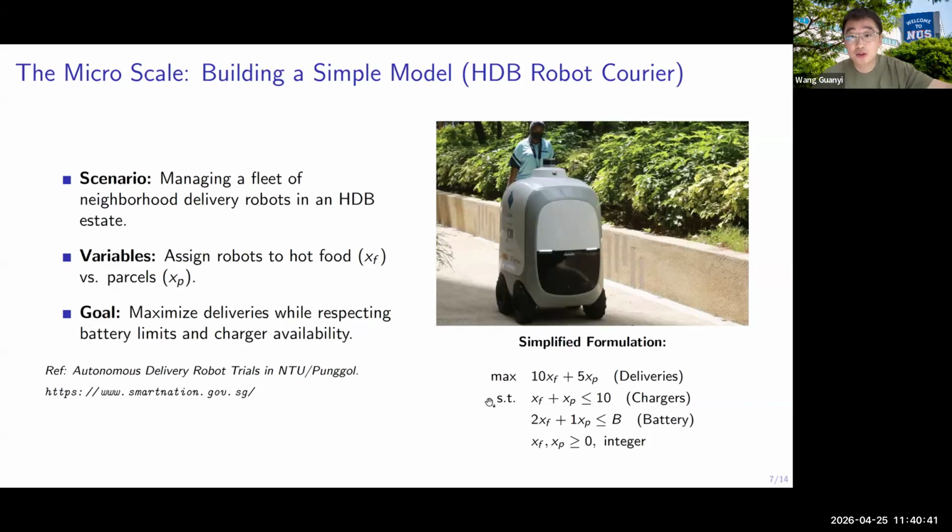The similar situation could also happen in many other places. If you would like to get detailed information on what goes on under this setting, you might Google search for this title, Autonomous Delivery Robot Trial.